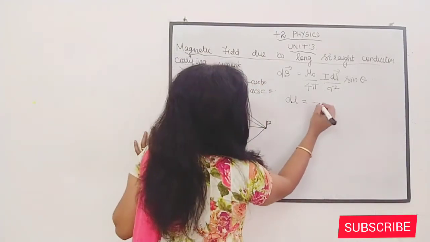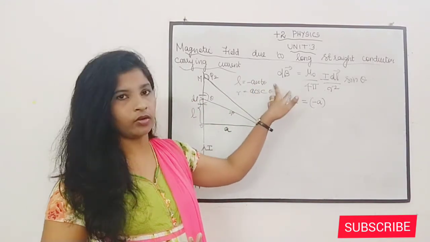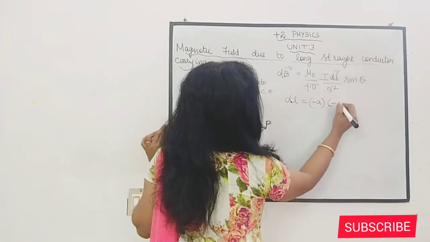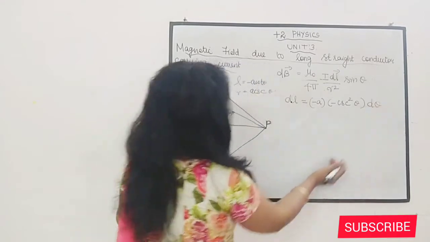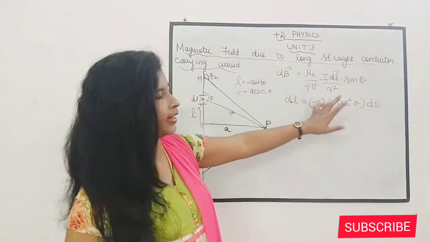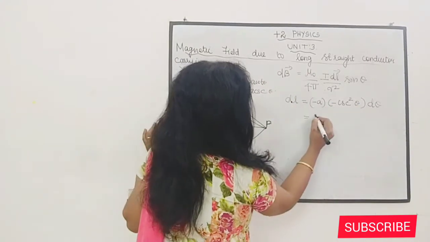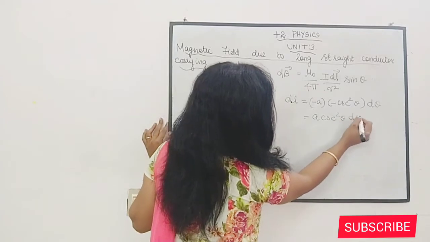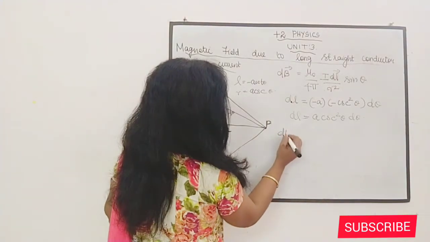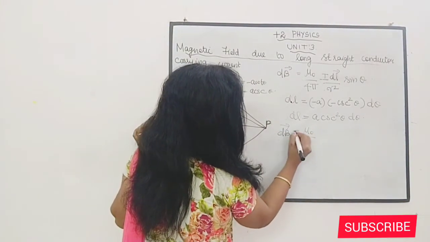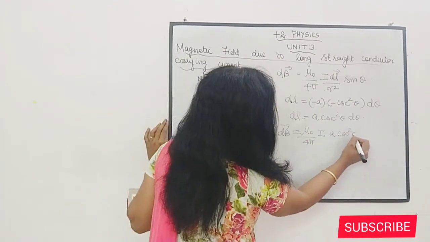a is constant, take it as minus a. We are differentiating cot theta. The differentiation of cot theta is minus cosecant square theta d theta. So minus a into minus cosecant square theta d theta, minus into minus is plus, a cosecant square theta d theta. This is the value of dl. Now let us apply in this formula: db vector equals mu naught by 4 pi I, and instead of dl I can substitute a cosecant square theta d theta.